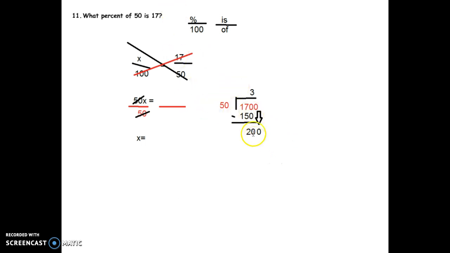Now 50 times what equals 200? Well, I just told you guys it was 4, right? Think of 50 cents. 50 cents plus 50 cents plus 50 cents plus 50 cents. That's 4 times, which would equal 200 pennies, right?